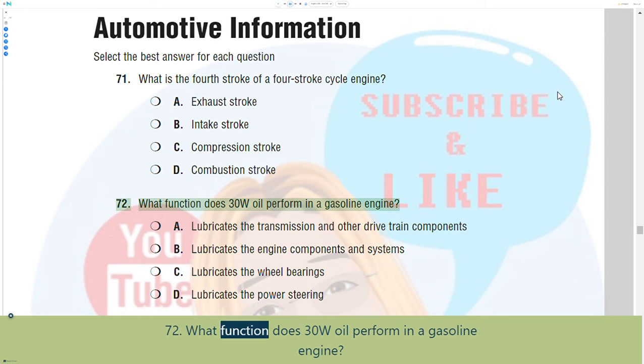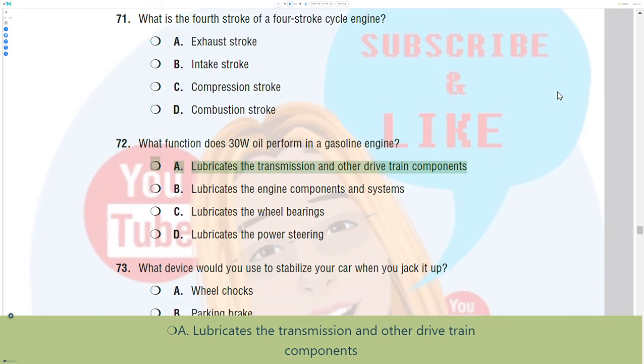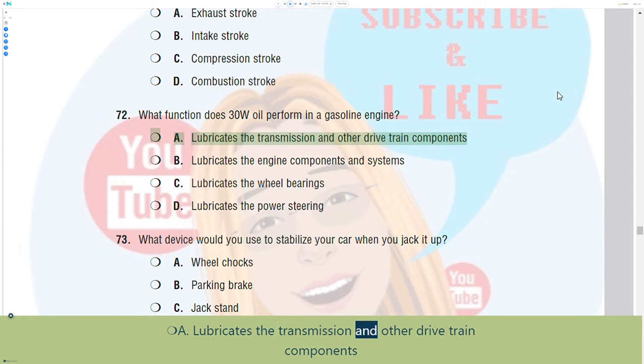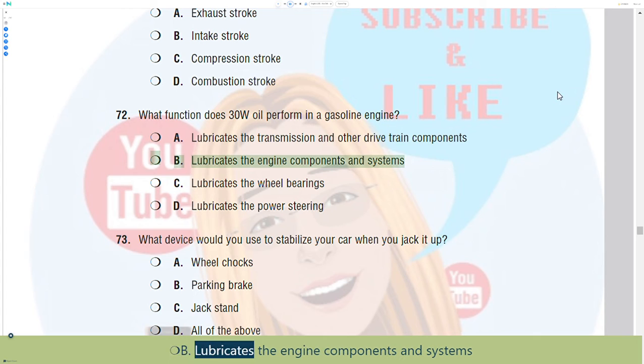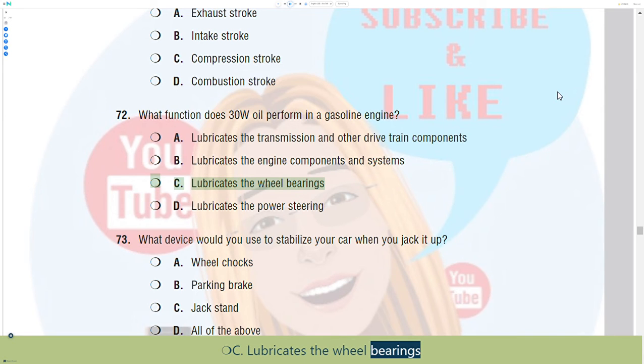72. What function does 30W oil perform in a gasoline engine? A. Lubricates the transmission and other drive-train components. B. Lubricates the engine components and systems. C. Lubricates the wheel bearings. D. Lubricates the power steering.